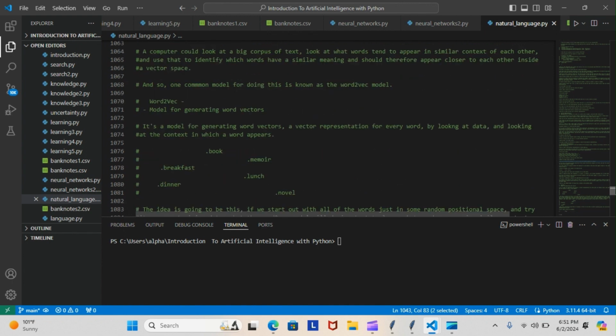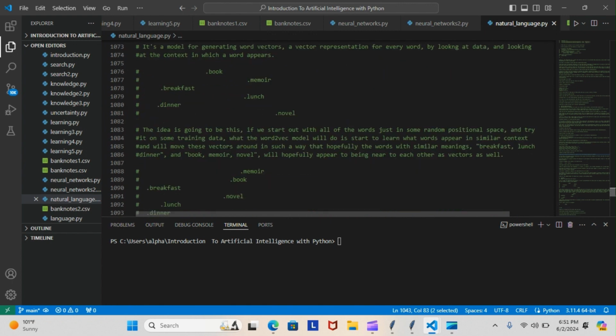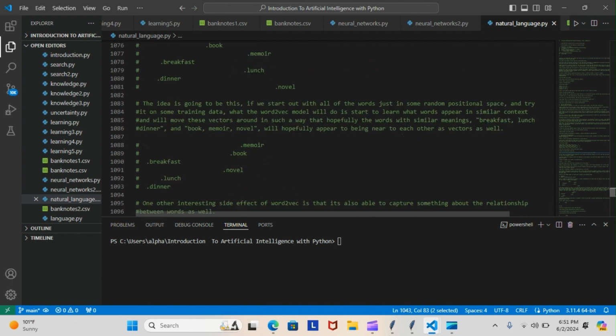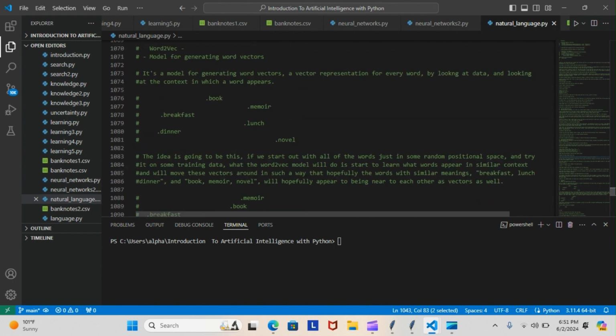And so, one common model for doing this is known as the word2vec model. Word2vec is a model for generating word vectors, a vector representation for every word by looking at data and looking at the context in which a word appears. You can see here, this is a representation of a word vector.